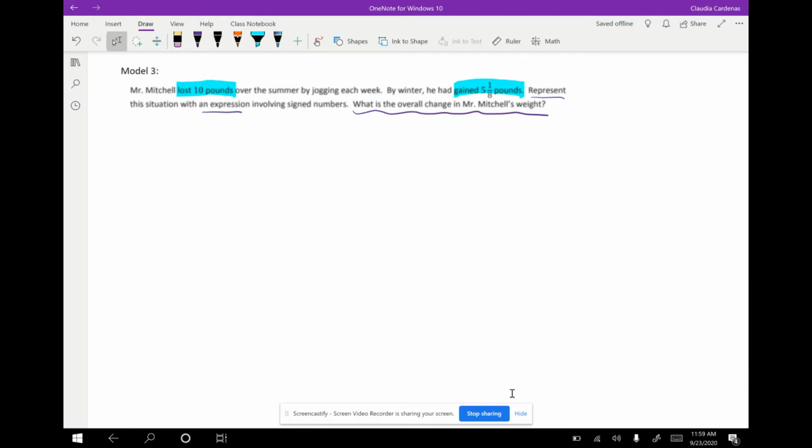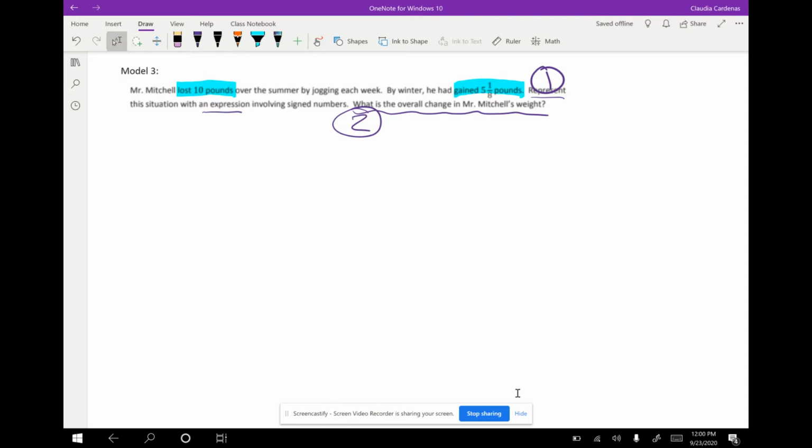We need to represent this situation with an expression involving signed numbers. And then the question is saying, what is the overall change in Mr. Mitchell's weight? Okay, so Mr. Mitchell lost 10 pounds, so I highlighted that. It then said he gained 5 1/8 pounds. So we need to represent this situation with an expression involving signed numbers. So in other words, positive and negative numbers. Then it's asking us to determine what is the overall change for Mr. Mitchell's weight. So we have two things going on that we need to have before we're finished with this problem.